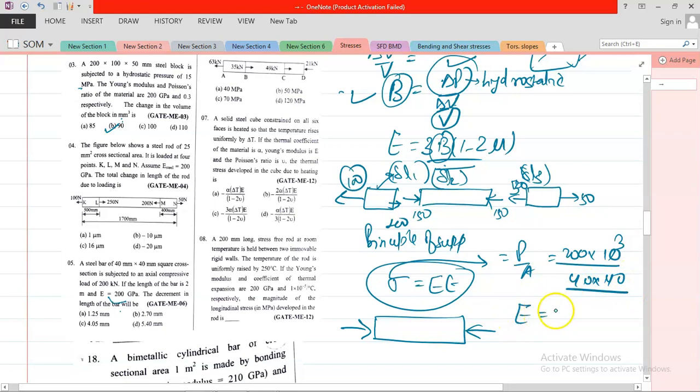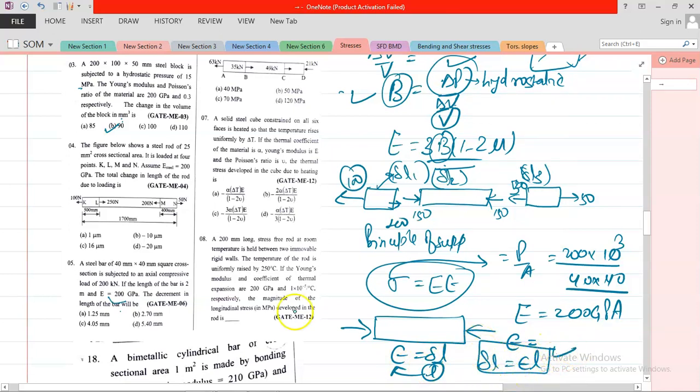Your E is given, 200 gigapascal. So you can obtain the strain in the direction, and strain is equal to delta L by L. Your L is given, you multiply with epsilon: delta L is equal to epsilon into L. So this is your change in length. I am just going to tell the answer directly. The answer is 1.25 mm.